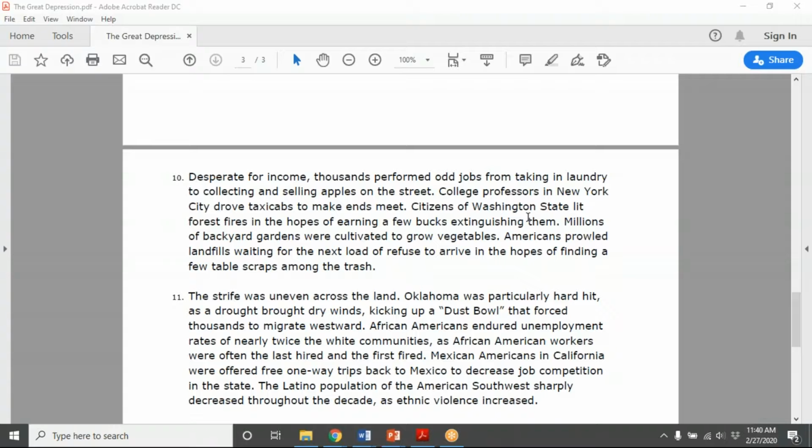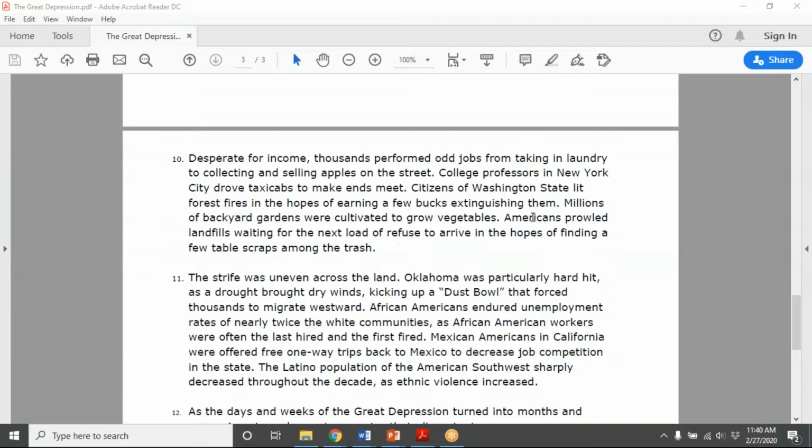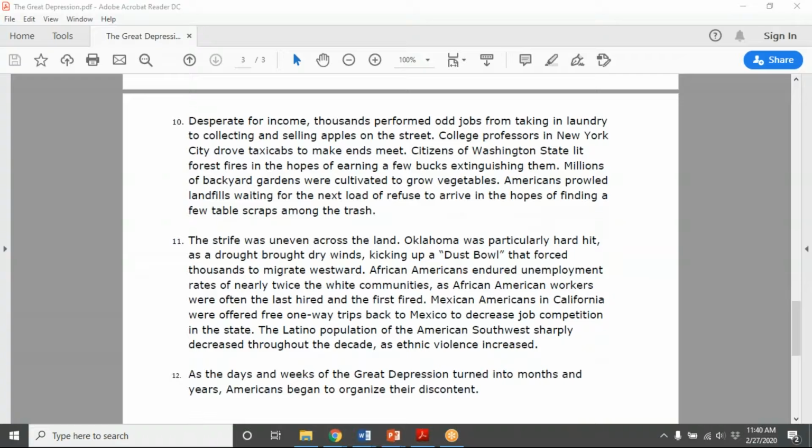One out of four working people in the country has no job. And the people that do have jobs, you know, those jobs aren't that good, right? Wages go down, hours go down. So even if you kept your job, it doesn't mean you're safe. This is a massive, massive nationwide crisis.